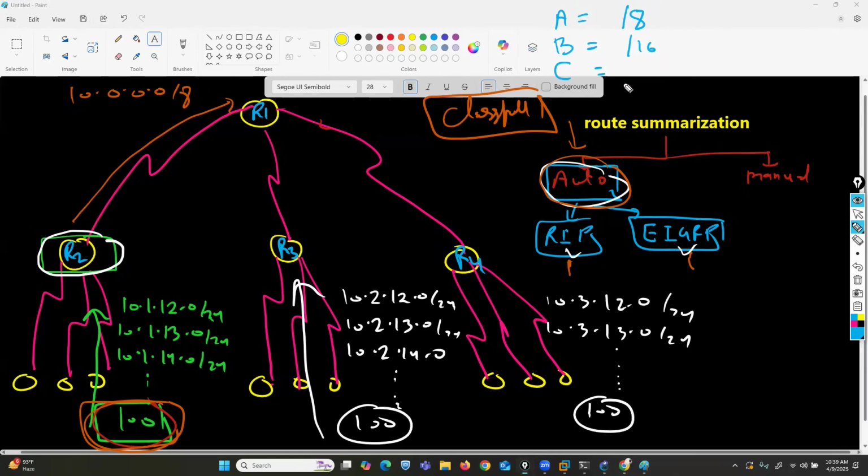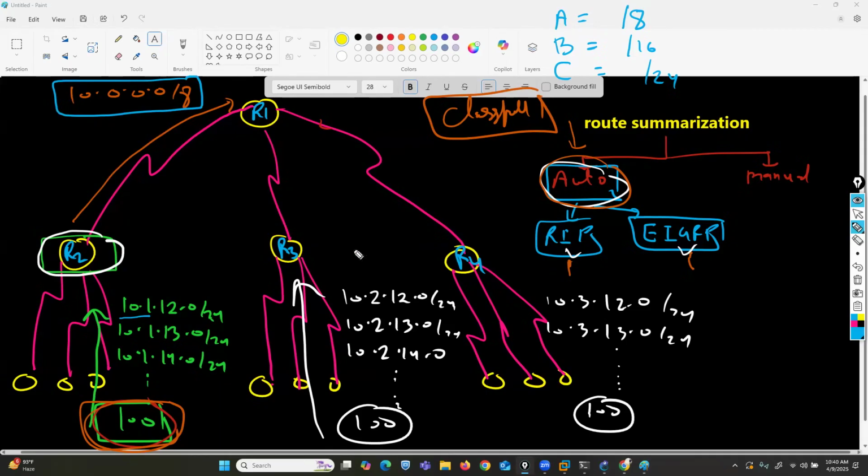If it's a part of class C, it will summarize with /24. So you can see we have E class IP, E class IP, right? This is class A IP. Now R2 is sending a single line entry, 10.0.0.0/8. It will minimize the size of the routing table in a single line. But the problem is it's a classful summarization.